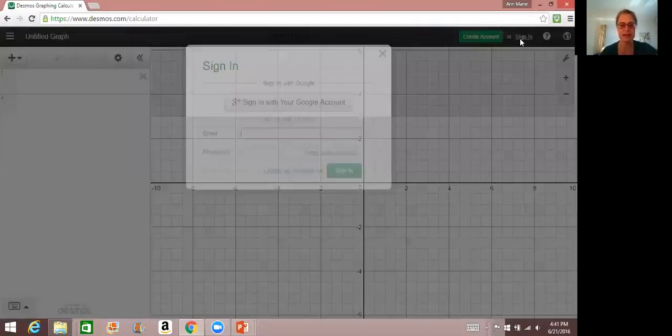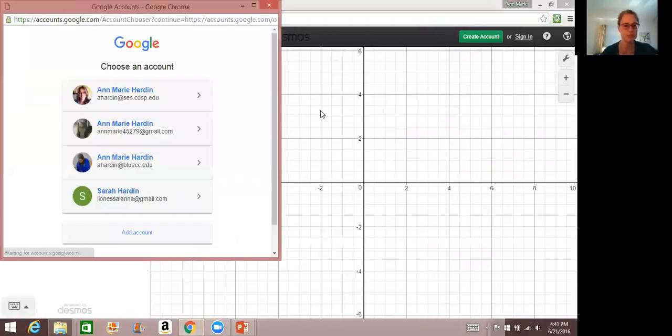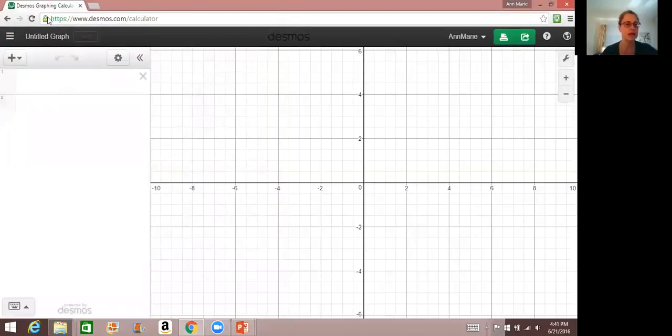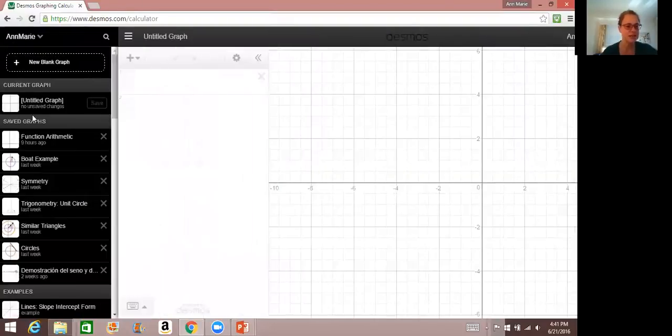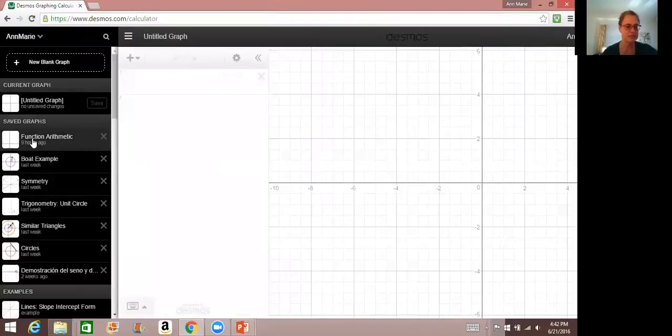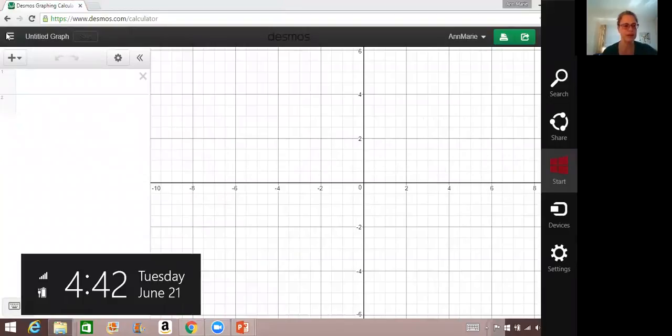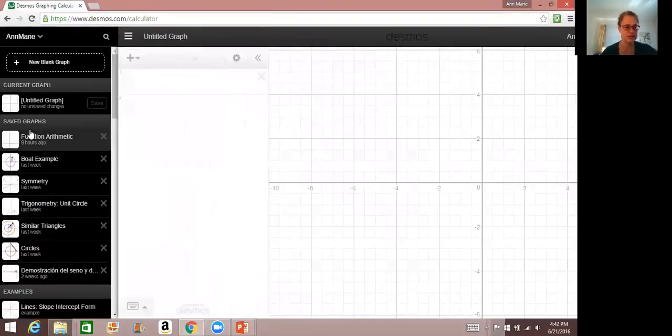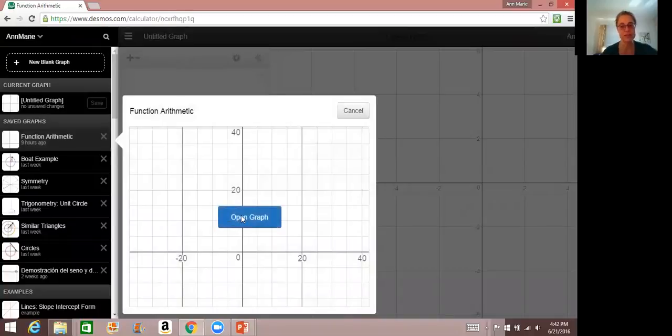I'll go ahead and sign in here for a minute. And now let me find my graphs. Sorry, I really didn't plan this out very well. There we go, open graph. Oh, and this one, whoops, not that one, this one. Okay, let's see what I've got here. Why do I have a blank graph? Oh, because I need to click there.